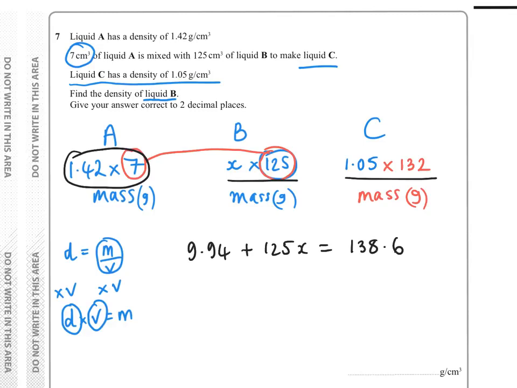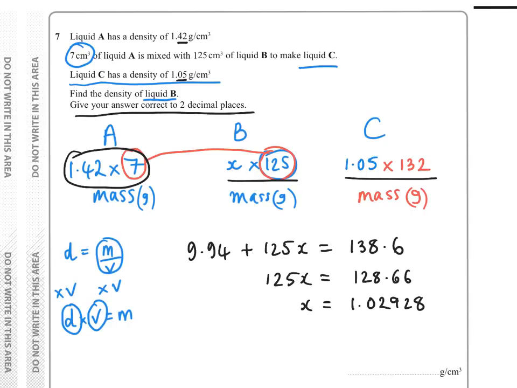138.6. So if I rearrange this equation, I'm going to do 138.6, take away the 9.94, which is 128.66, and I'm now going to divide both sides by 125. So I get 1.02928. I'm going to give that to 2 decimal places because they're in the question, as you can see here. So I'm going to say 1.03 grams per centimetre cube, and I'm just going to write 2 dp there.